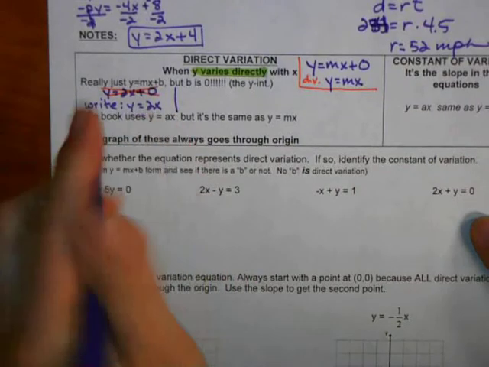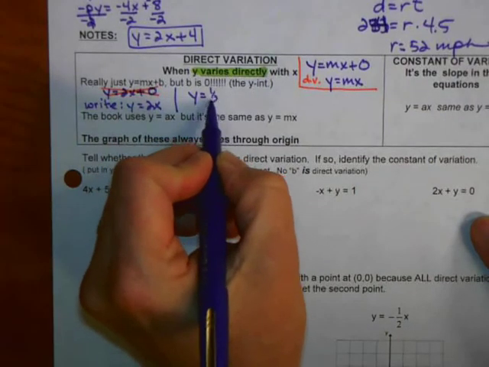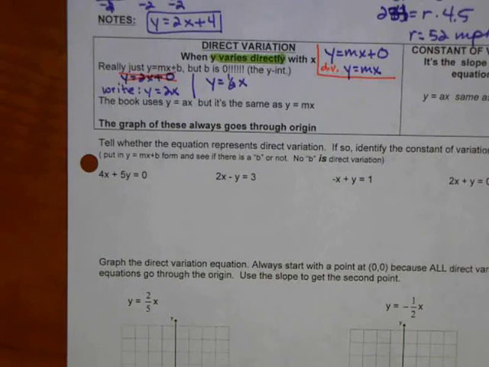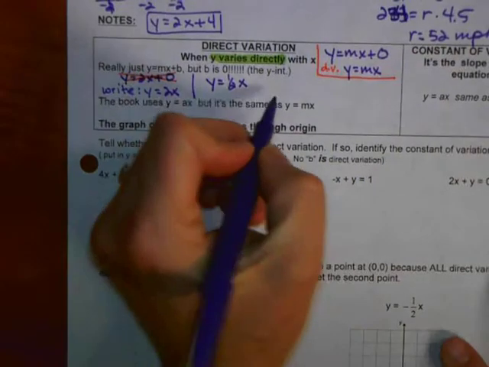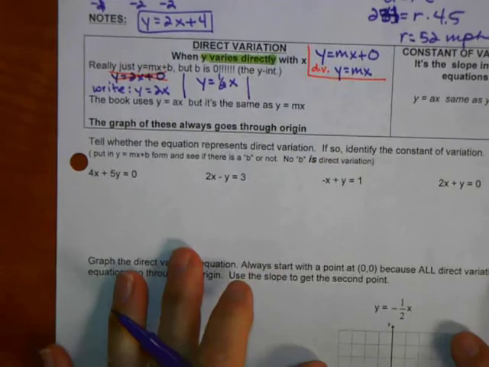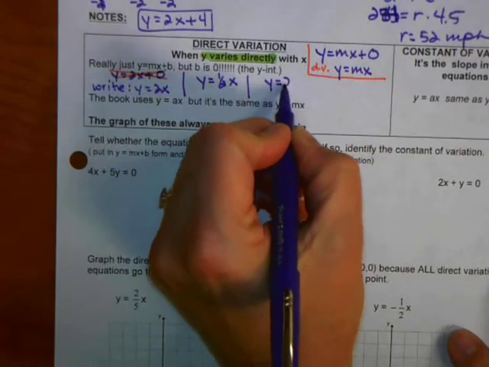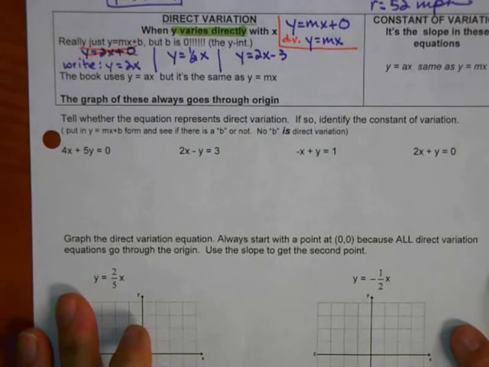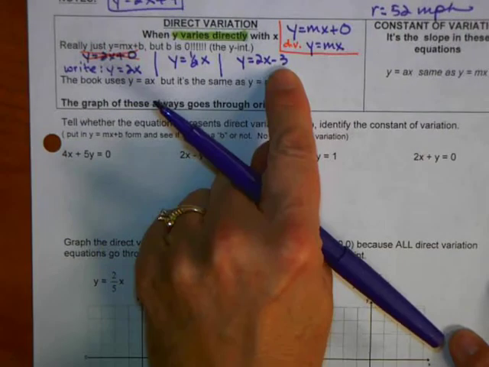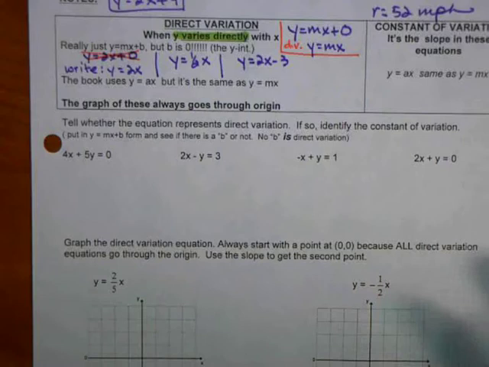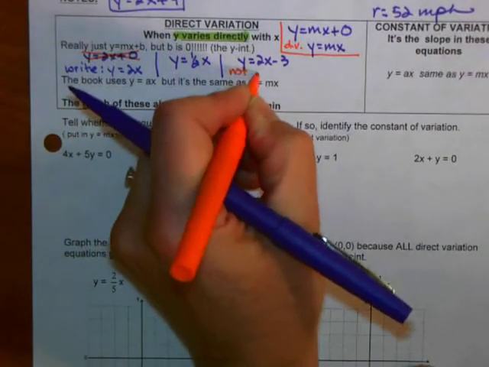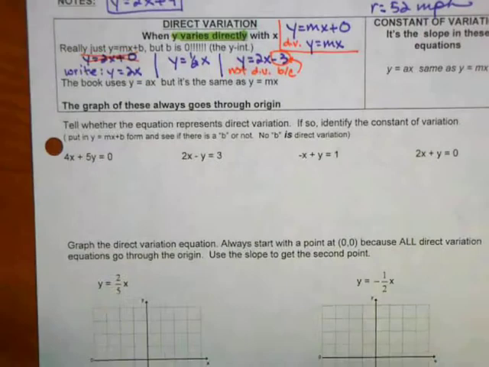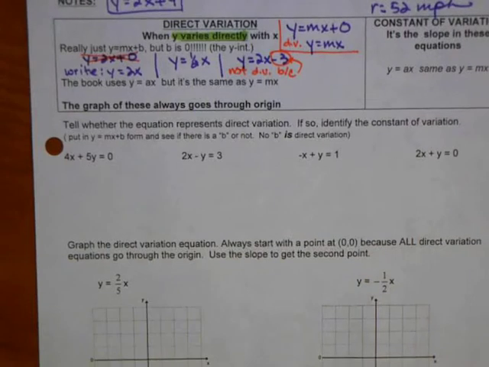The b is 0. What if I had this? y equals 1/2 x. Is that a direct variation equation? Yeah, because b is 0. So all the other ones that we did were just like y equals, those were direct. I'll show you. Stay with me. Is this a direct variation equation? No. Why not? Because b is -3. So this is not direct variation, not DV, because of that -3. It has to be 0.